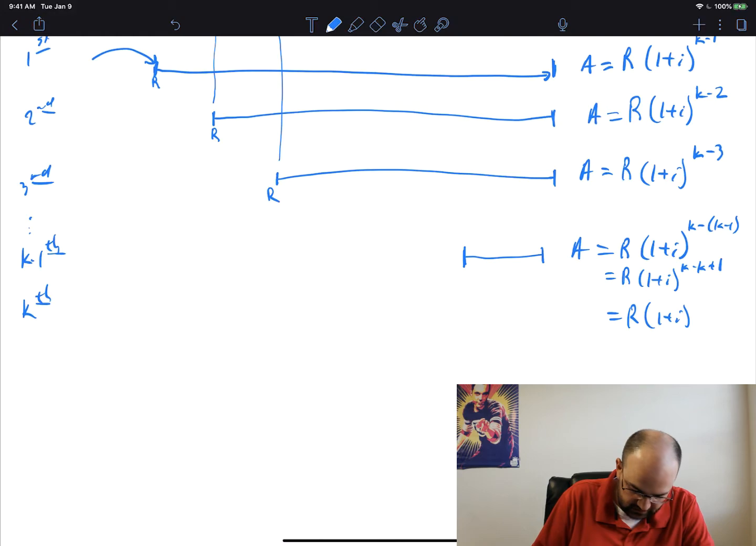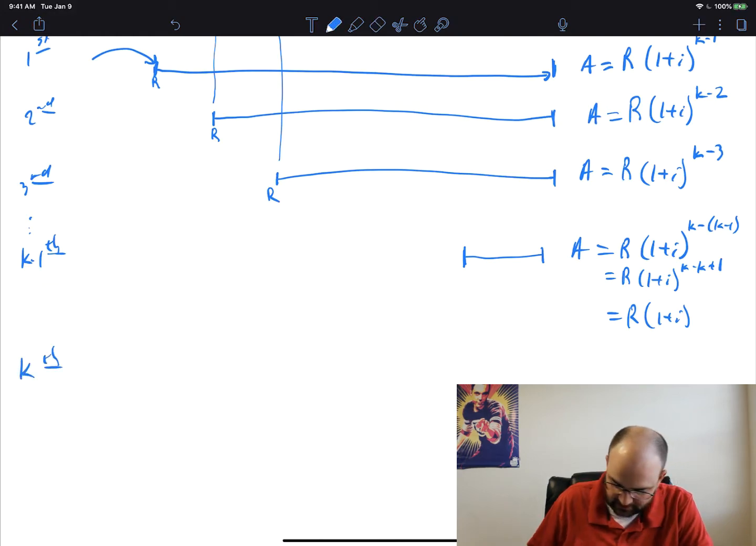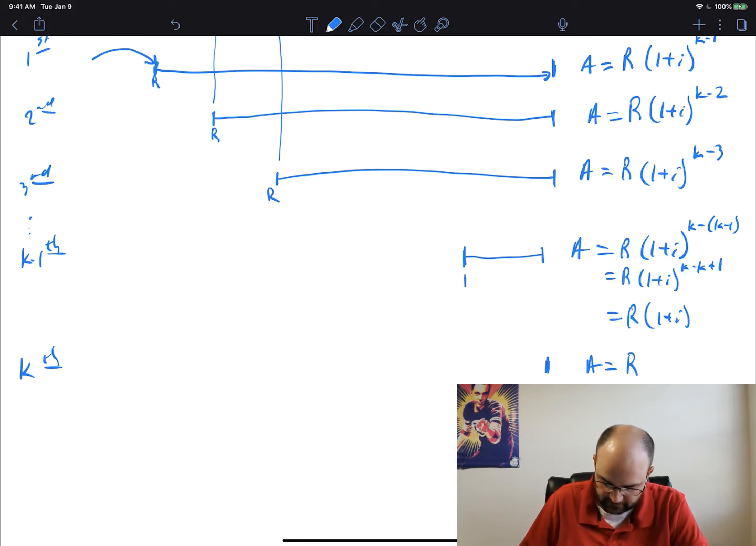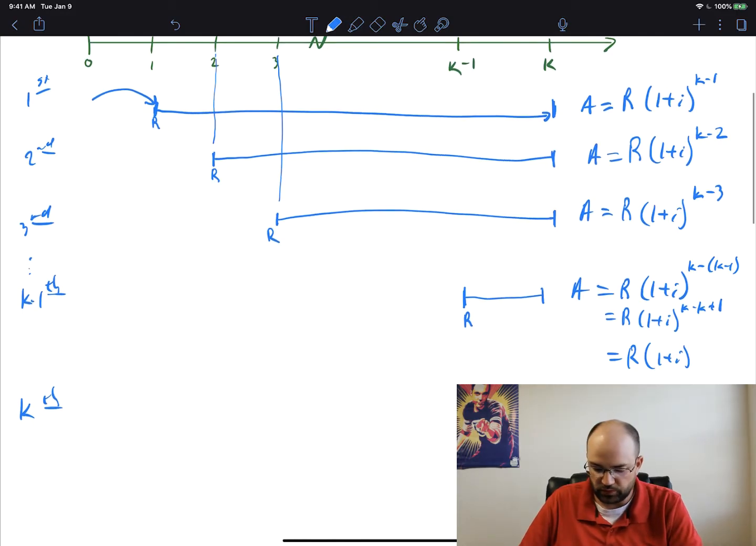Now, as for the Kth payment, that Kth payment is just made at the very end. There is no interest there, so the future value is just that payment itself. Okay, so let's look at this. We want to add all of these up if we're going to find the future value. So add this up, add this up, add this up, add this up, that one, all the way to this. And so I'm actually going to go from the bottom to the top.